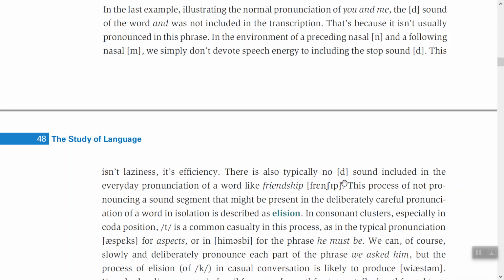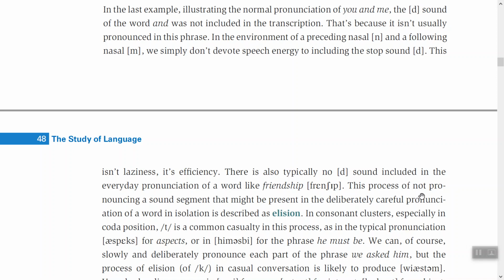There is also typically no d sound included in the everyday pronunciation of a word like friendship. We have smoothness and rapid speed. Okay, friendship. Our friendship is good.